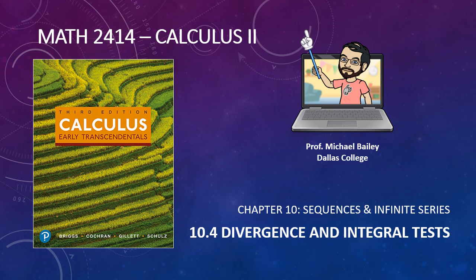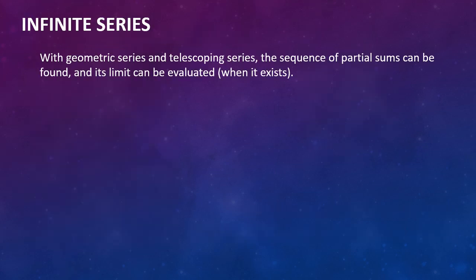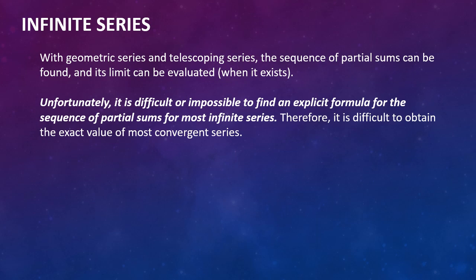As we continue through Chapter 10, our next section is on the divergence and integral test. With geometric series and telescoping series, as we saw in the previous chapter, the sequence of partial sums can be found, and then its limit can be evaluated when it exists. Unfortunately, it's difficult or impossible to find an explicit formula for the sequence of partial sums for most infinite series. Therefore, it's difficult to obtain the exact value of most convergent series.